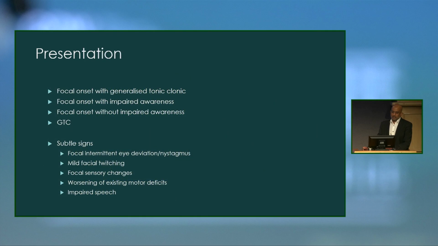Patients can present in various ways. The commonest is a focal onset with secondary generalized tonic-clonic. You could have focal onset with impaired awareness, focal onset without impaired awareness, or a generalized tonic-clonic onset, or generalized onset from the beginning, or one just doesn't know the onset. The signs can also be subtle, and that's another key thing. You could have focal intermittent eye deviation or nystagmus, mild facial twitching, focal sensory changes, worsening of the existing motor deficits, and impaired speech.